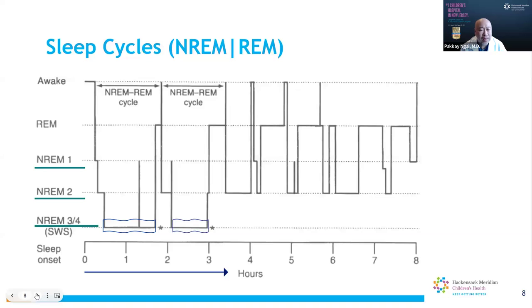And this slow wave sleep is depicted in the first two sleep cycles of the night, as you see these open blue banners. So you get that deep sleep pretty early in the night.